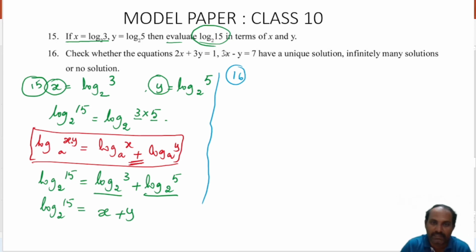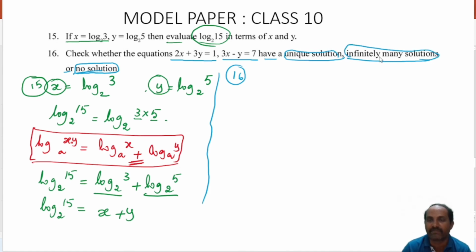Check whether the equations 2x plus 3y equal to 1, 3x minus y equal to 7 have a unique solution, infinitely many solutions, or no solution. Again we are going to find a1 by a2, b1 by b2, c1 by c2. Unique solution means intersecting lines. Infinitely many solutions means coincident lines. No solution means parallel lines. That's why first we are going to find a1 by a2, b1 by b2, c1 by c2.